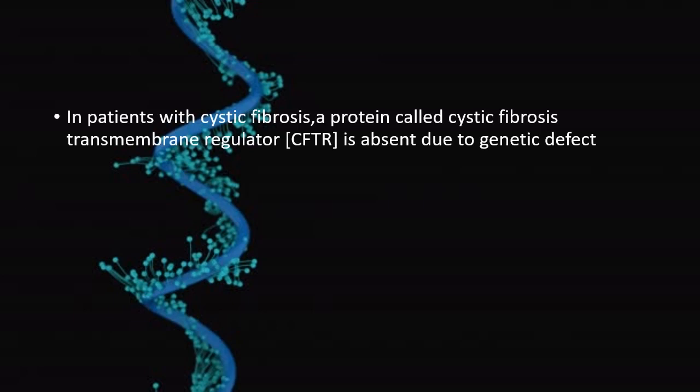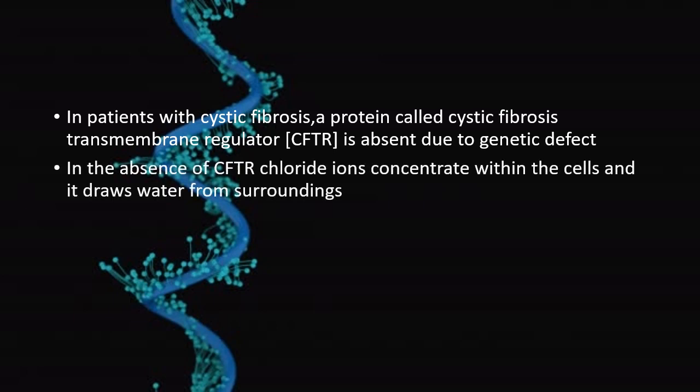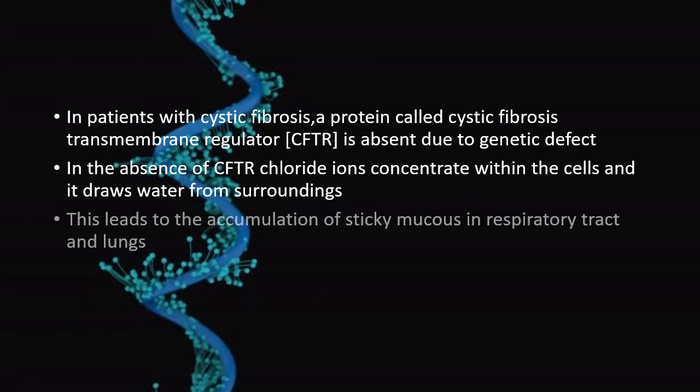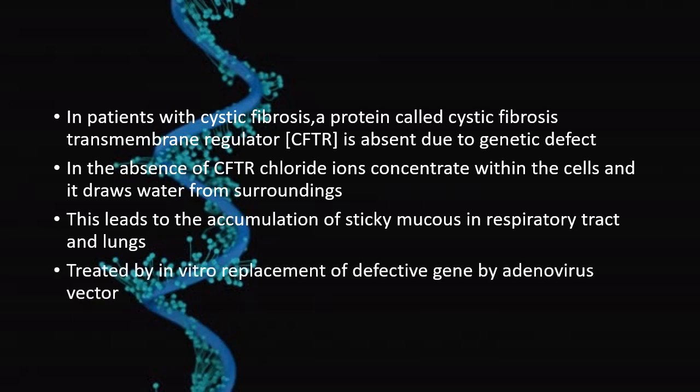In patients with cystic fibrosis, a protein which is called cystic fibrosis transmembrane regulator, CFTR, is absent due to a genetic defect which is caused by mutation or chemical factors or some other. In the absence of CFTR, the chloride ions are concentrated within the cells and it draws water from the surroundings. This leads to the accumulation of a sticky mucus in the respiratory tract and lungs. This is treated by replacement of the defective gene by adenovirus vector.